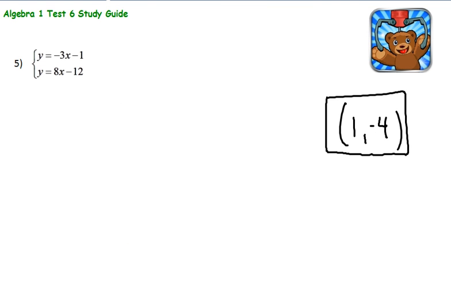All right, well, let's see what you got with number 5 in the middle. Number 5 in the middle should have got 1, -4 as your answer. 1 for x and -4 for y. If you did get that, awesome. Go ahead and pause now. Try number 5 on the right side.